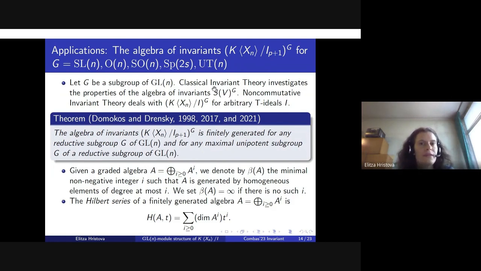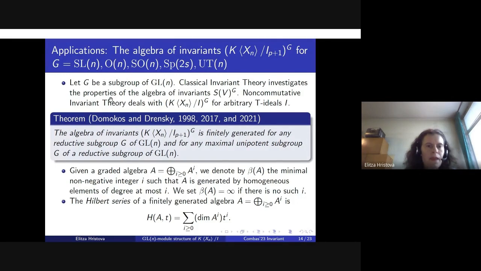For example, when is it finitely generated? And we have here Hilbert's theorem that says that if the group G is a reductive subgroup of GLN, then this algebra of invariants is finitely generated. And one way to do non-commutative invariant theory is to replace S of V, the symmetric algebra, with the relatively free algebra, K of x n mod I, for arbitrary T ideals I, and then investigate the properties of this algebra of invariants, where again G is a subgroup of GLN.